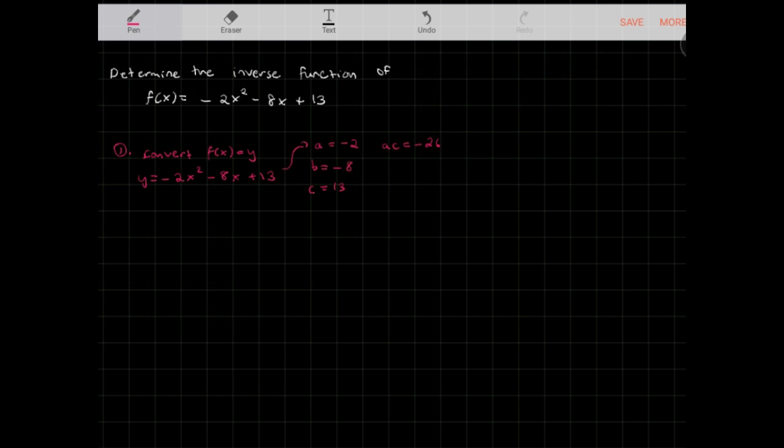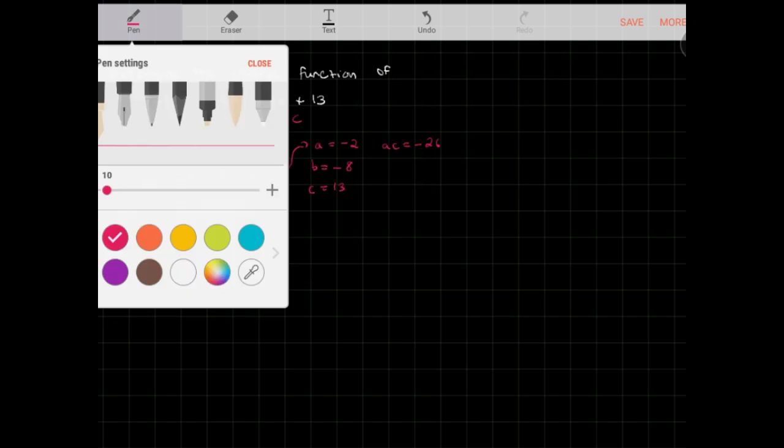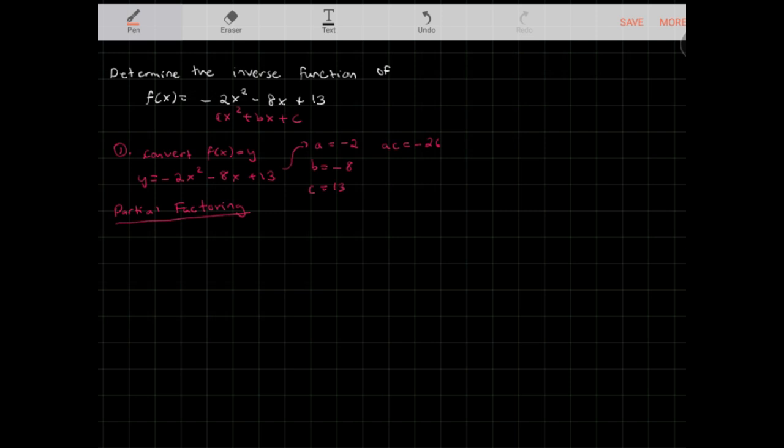Okay, so whenever we can't factor a quadratic trinomial, right, and this is a quadratic trinomial because it looks like ax squared plus bx plus c, whenever we can't factor a quadratic trinomial, what we need to do here is partially factor it or complete the square. So what I'm going to do is partially factor this. I'm just going to use a different color because it's a little separate from finding the inverse function, but eventually we're going to have to be using this partially factored form of this function to find the inverse.